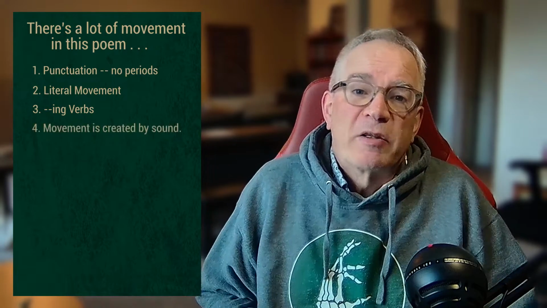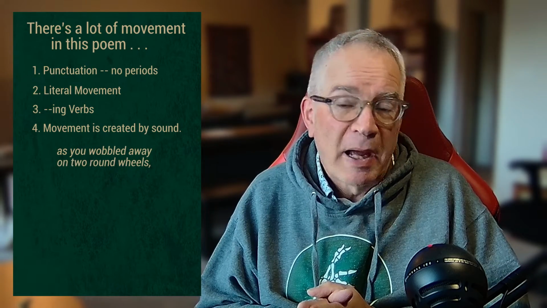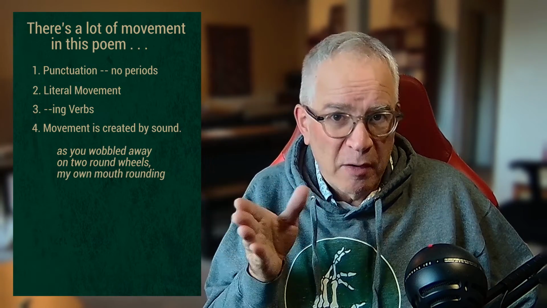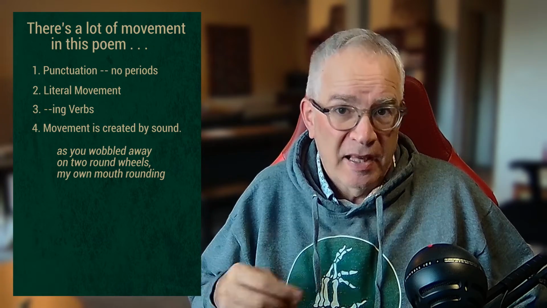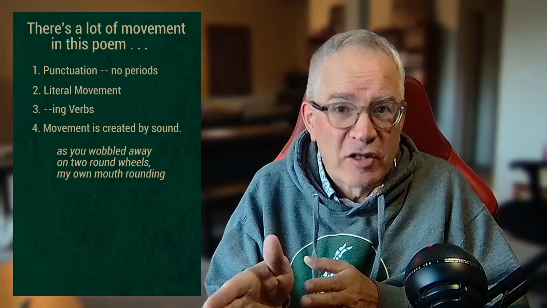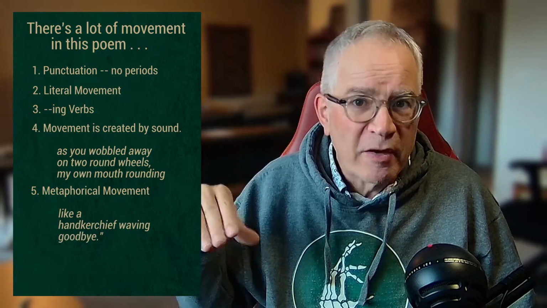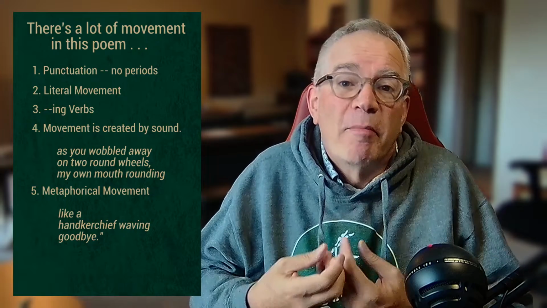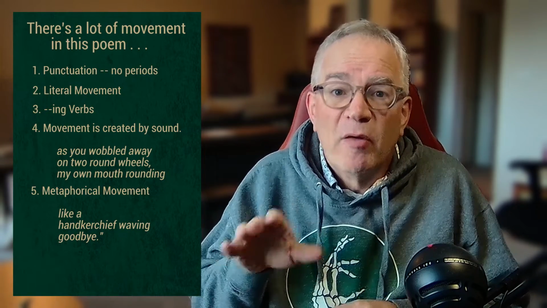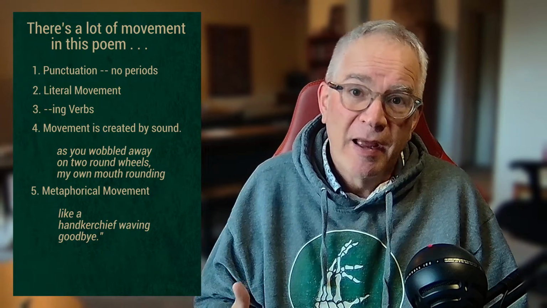A fourth way movement is created is by sound. Listen to these lines. "As you wobbled away on two round wheels, my own mouth rounding." These W sounds combined with the vowels help you to see the wobbling of the bike's front wheel as the daughter gets her balance in the early stages of her bike ride. And lastly, there's the metaphorical movement with the handkerchief waving goodbye. The point of all this movement is to help us to understand just a little of what the mother is experiencing as her daughter moves away from her in the past, and how that feels the same as her movement away from her in the present. Everything works toward this central purpose.